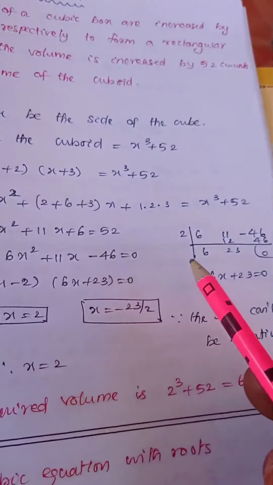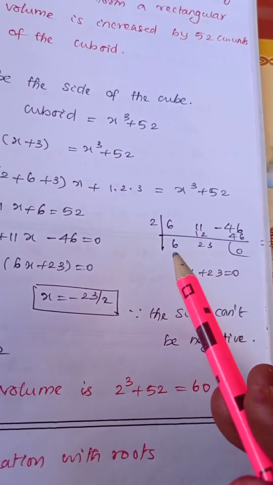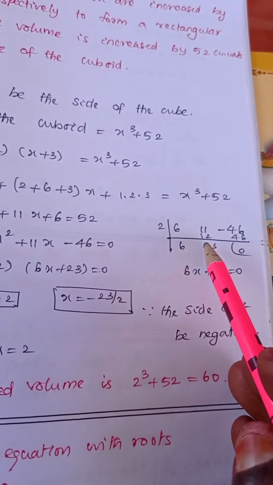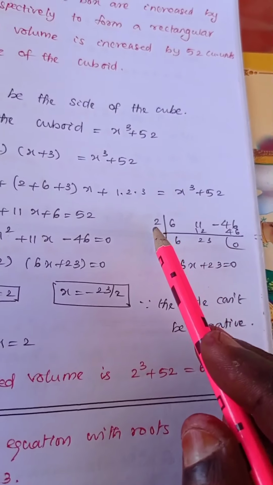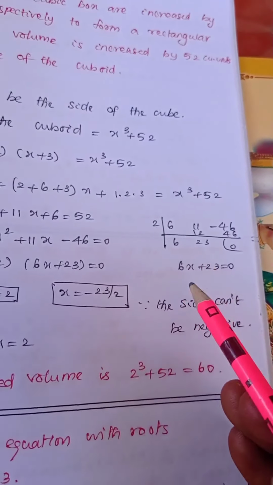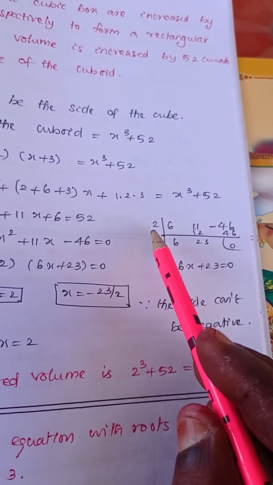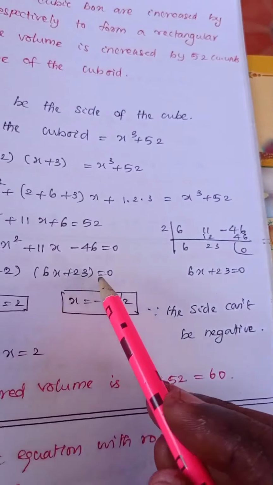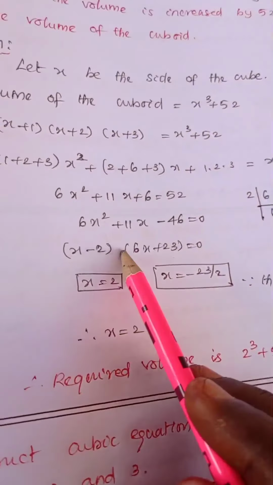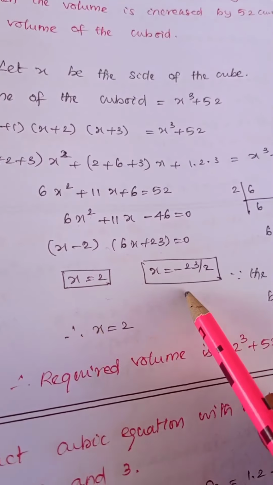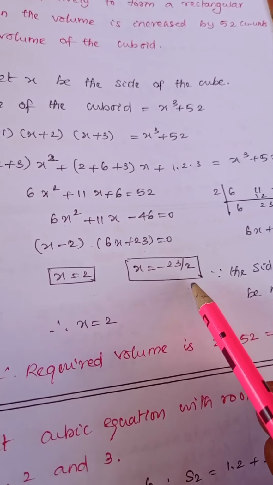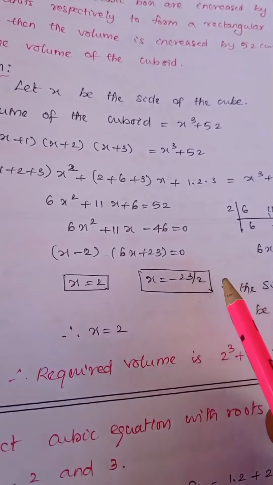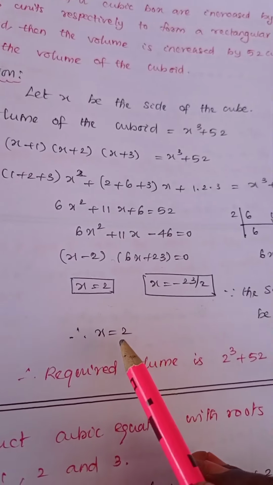Using synthetic division, which you have studied in 10th standard, write the coefficients of the quadratic equation: 6, 11, −46, with root 2. Applying it, you get x − 2 as one of the factors, and the other factor is 6x + 23 = 0. So x = 2 or x = −23/2, but we know the side cannot be negative, so leave it. x = 2 is the required answer.